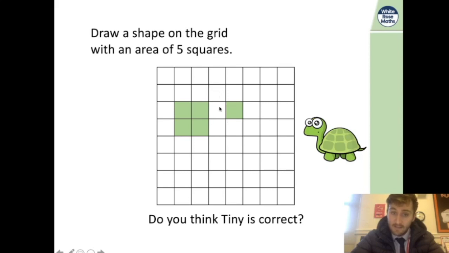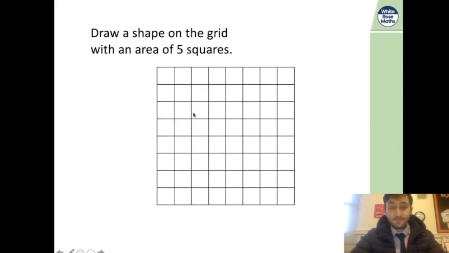up here. It needs to be attached by the sides, so it can go here, here, here, here, here, here, or here, here. It needs to be one of the sides, needs to be touching the shape for it to have an area of five squares.